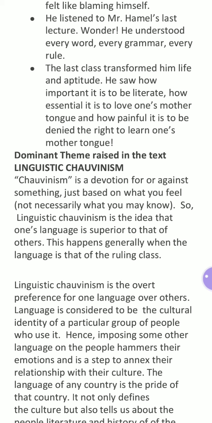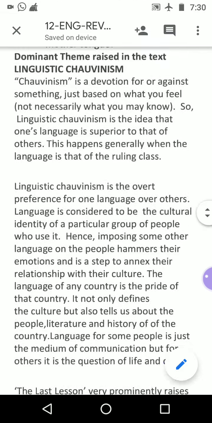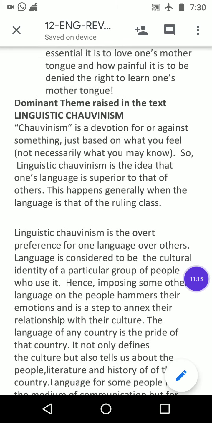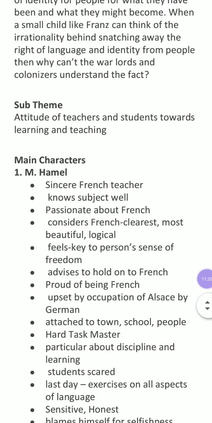So these are the themes, the happenings, the emotional moments, and attachment of the people with the language. These are the themes of linguistic chauvinism. So this particular theme is very much important. It is a devotion for or against something just based on what you feel. So this is their belief about chauvinism that you will read. Main characters: something is attitude of teachers and students towards learning and teaching. The main characters.